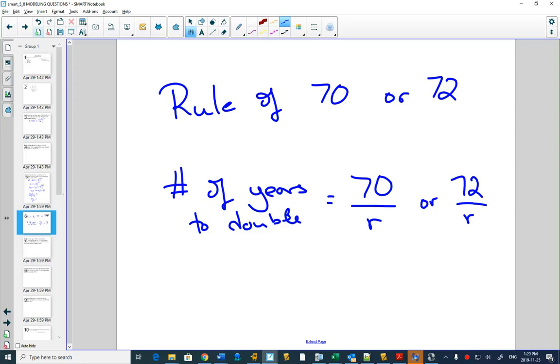Do you know what current interest rates are right now for most bank accounts? You're very lucky if you get 1%. Most of them are like 0.5%. So if you have $10 million, it'll only take 140 years to double. Oh. Banks aren't giving very good interest rates right now for making money.